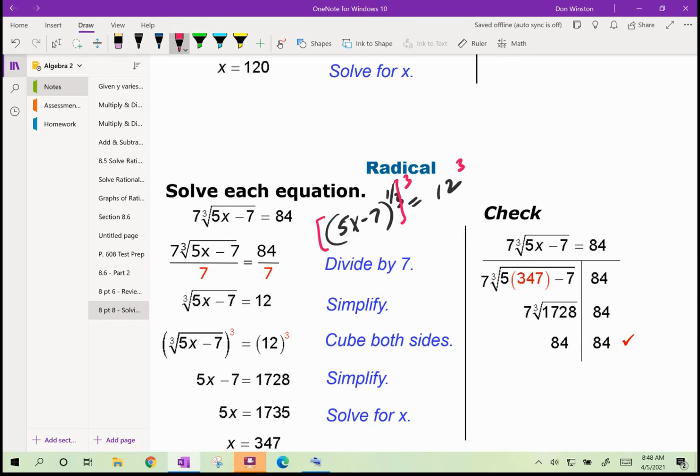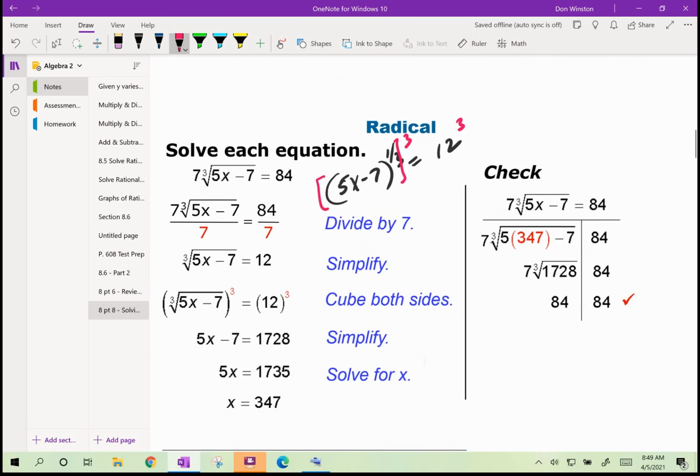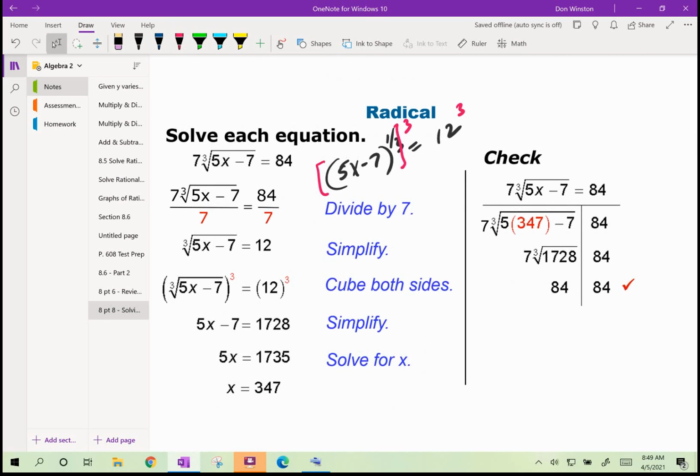You raise everything to the 3rd power. So you get 5x minus 7 equals 128. Add 7, divide by 5, and you get 347.